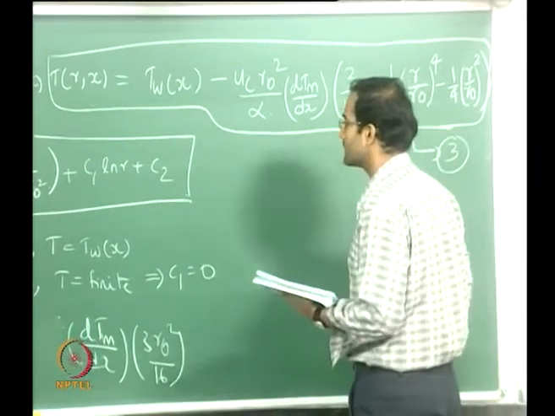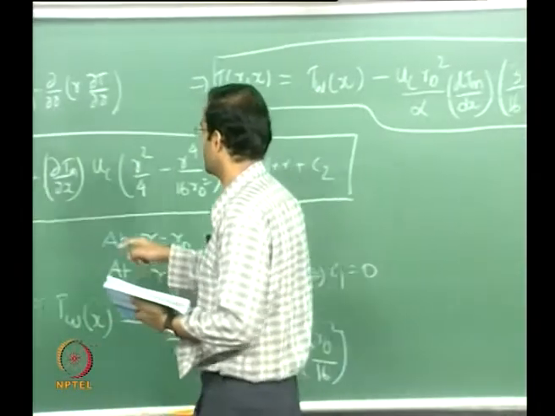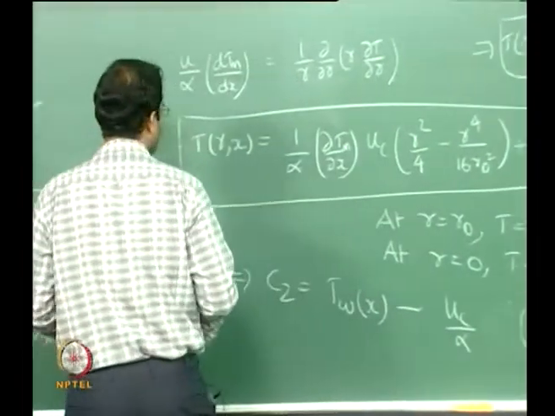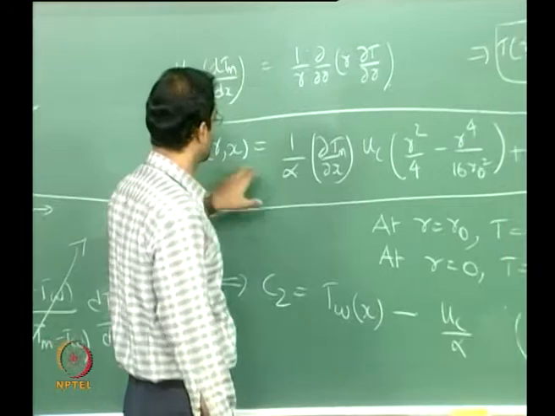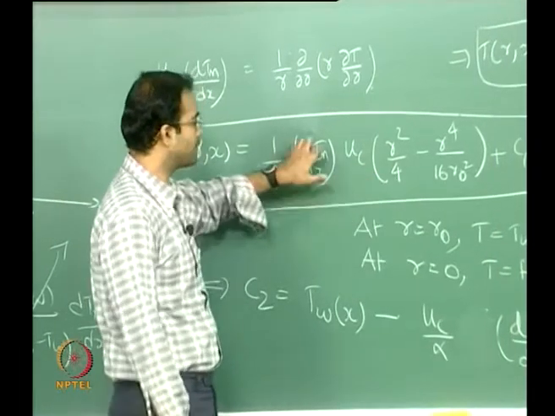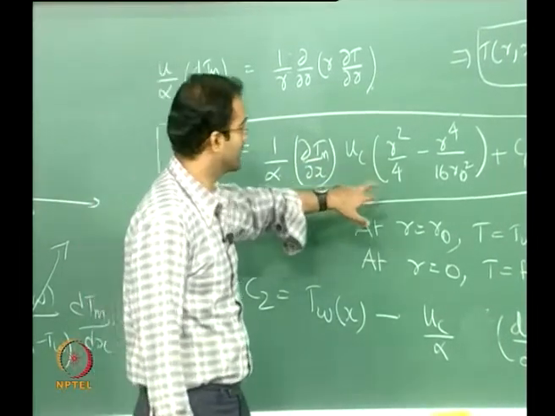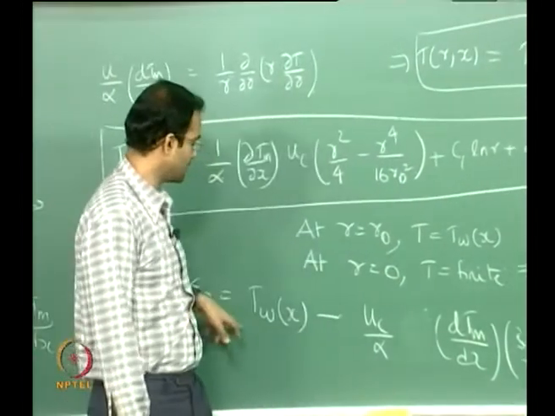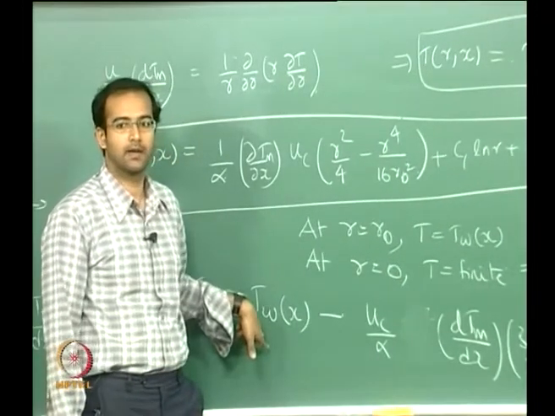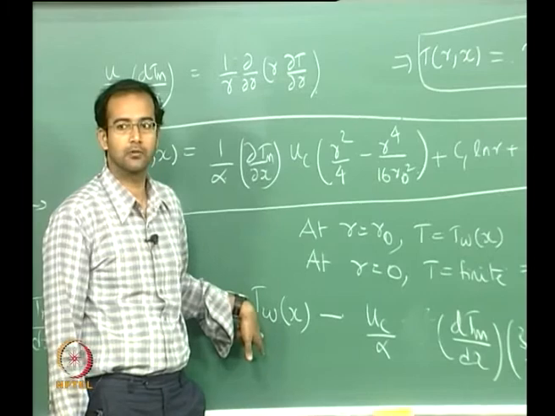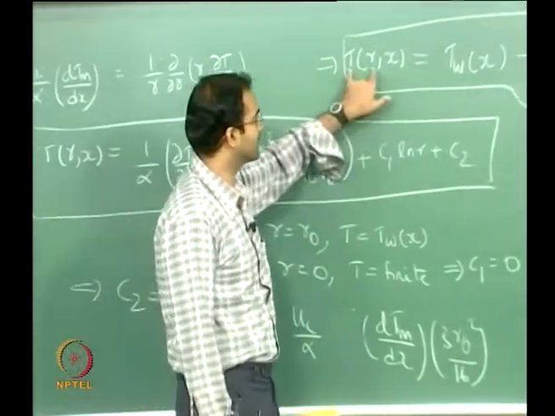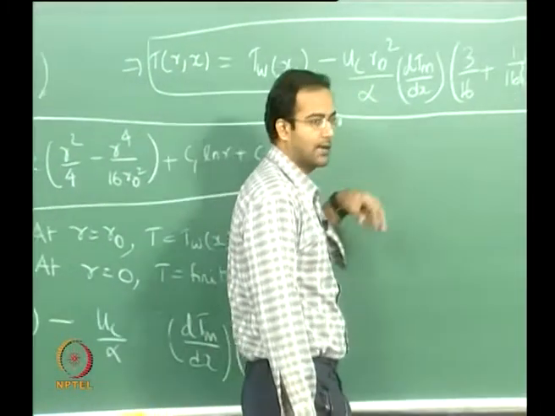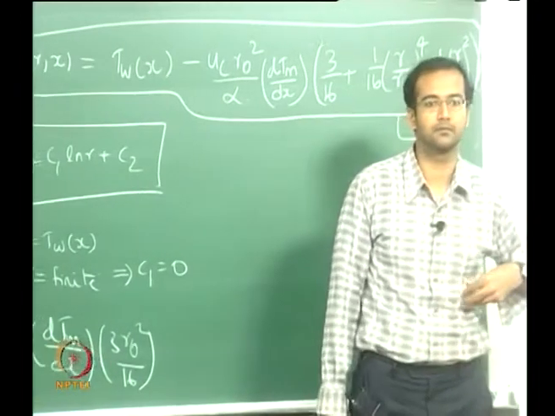So therefore you can see at this stage it appeared like T is a function of only r, because your dTm/dx was constant, but once you calculated this constant C2, now it is a function of x through T_wall. Therefore the final expression for T is a function of both r and x. Alright.